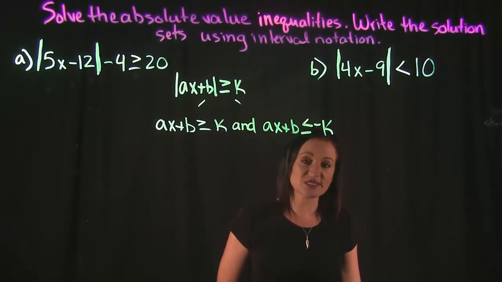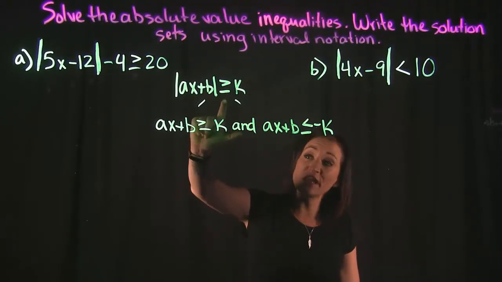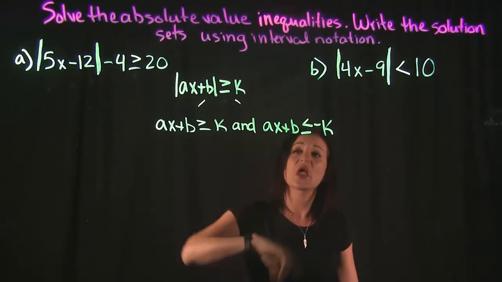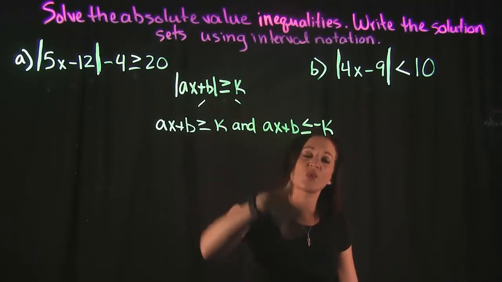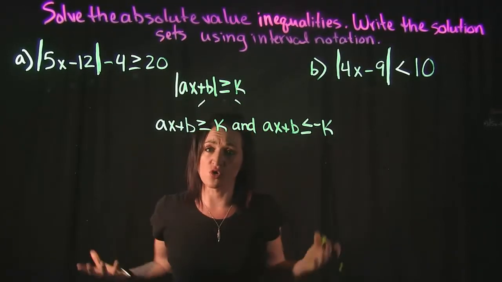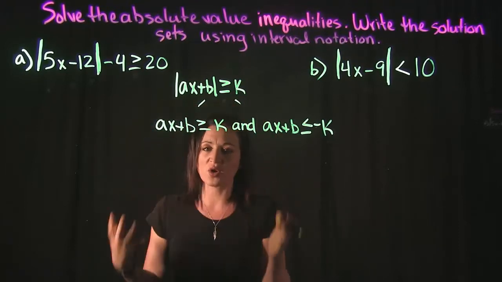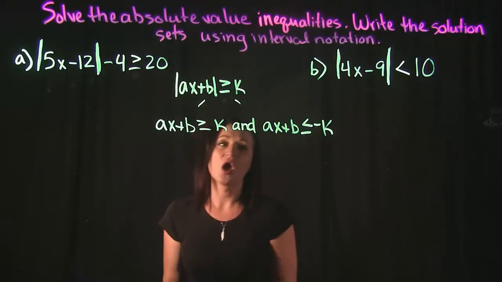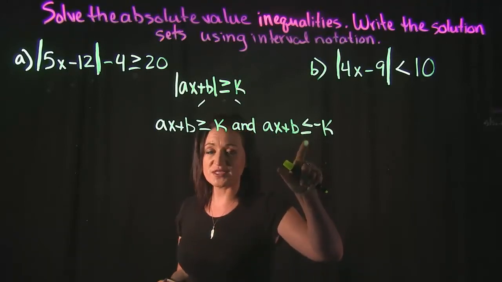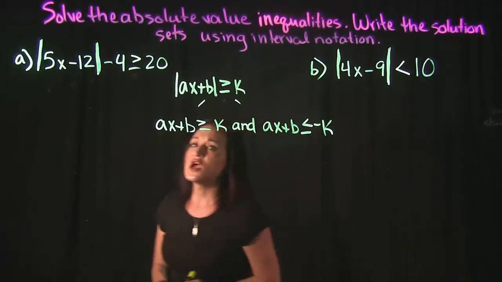So what we do with our second inequality is we flip the inequality. So instead of greater than or equal to, it's now less than or equal to. And then we change the sign on what it's equal to. Our first equation is what I consider our normal equation, our regular equation, what it looks like from the beginning. Our second equation is the one that we're going to tweak. We're always going to flip the symbol and change the sign.